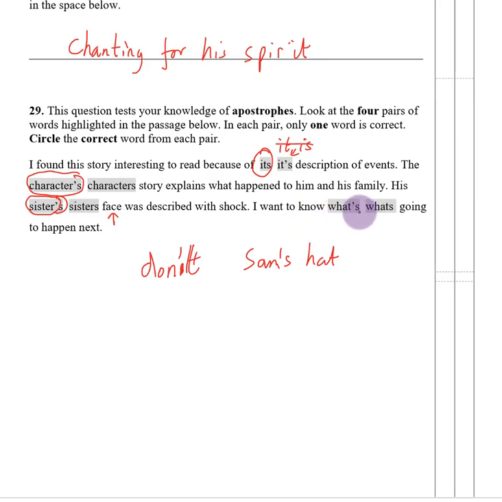I want to know what's going to happen. So what is the contracted form of what is. If that makes sense, then we can have the apostrophe. I want to know what is going to happen next. Yes, that makes sense. So we're going to have what's with the apostrophe, circle that for contraction. And that is the end of paper 5.